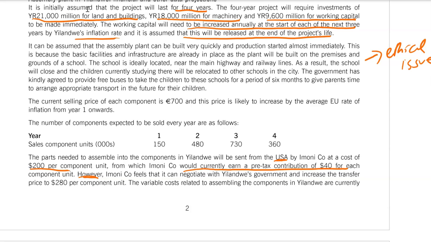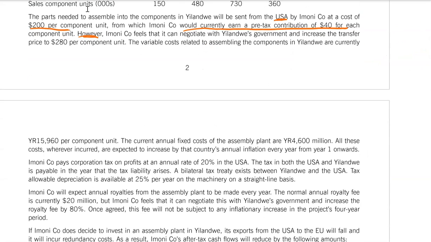And we will assume that the Yilandwe government will accept this offer, and you can increase the price to 280. The variable cost relating to assembly in the plant in Yilandwe is currently 15,960 per component. Current annual fixed cost is 4,600 million.